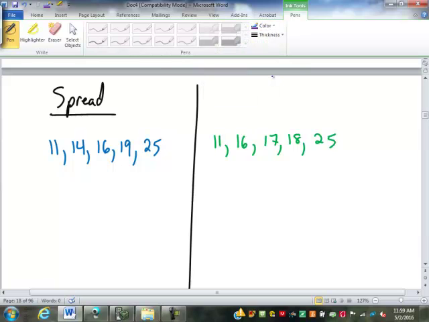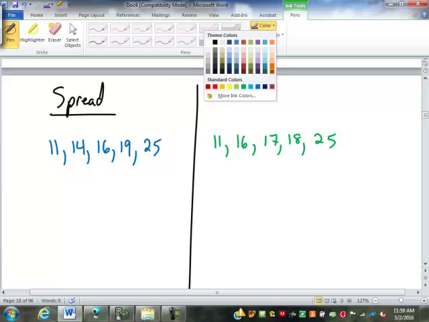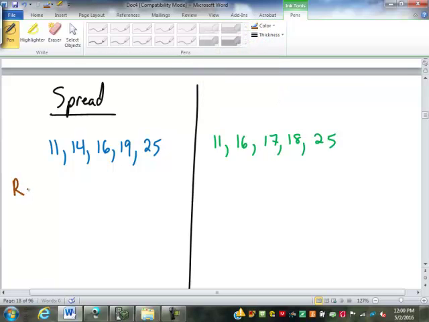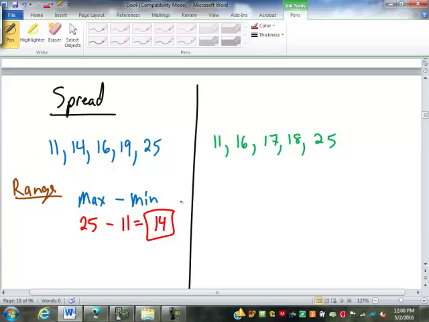Okay. So if we look at these, one of our measures of spread is to just use the range. The range is simply the maximum minus the minimum. So for this set here, the maximum is 25, the largest number. The minimum, the smallest number, is 11, which gives us a range of 14. For this one here, the maximum is 25, the minimum is 11. We also get a range of 14.